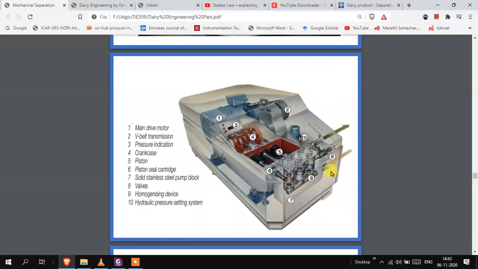9 इज द होमोजेनाइजिंग डिवाइस। तो ये हो गया आपका वॉल और ये हो गया आपका होमोजेनाइजिंग डिवाइस। नंबर 10 इज दी हाइड्रोलिक प्रेशर सिस्टम। तो यहाँ पे एक हाइड्रोलिक प्रेशर सिस्टम दिया होता है, जिसके थ्रू ये सारा प्रेशर जनरेट होता है। दिस इज द मेन कंपोनेंट्स ऑफ द homogenizer. So what is a homogenizer? It is basically a positive displacement pump which forces the milk through a narrow opening, okay, and breaks the fat globules below 2 micron.